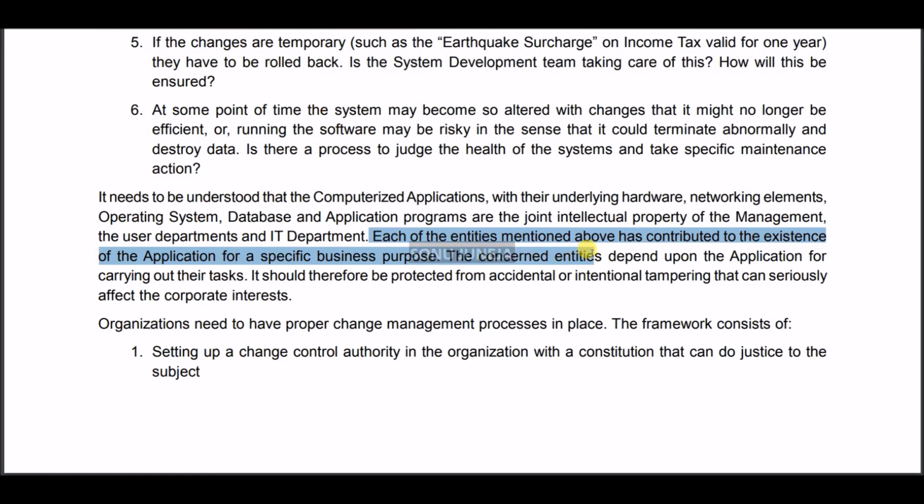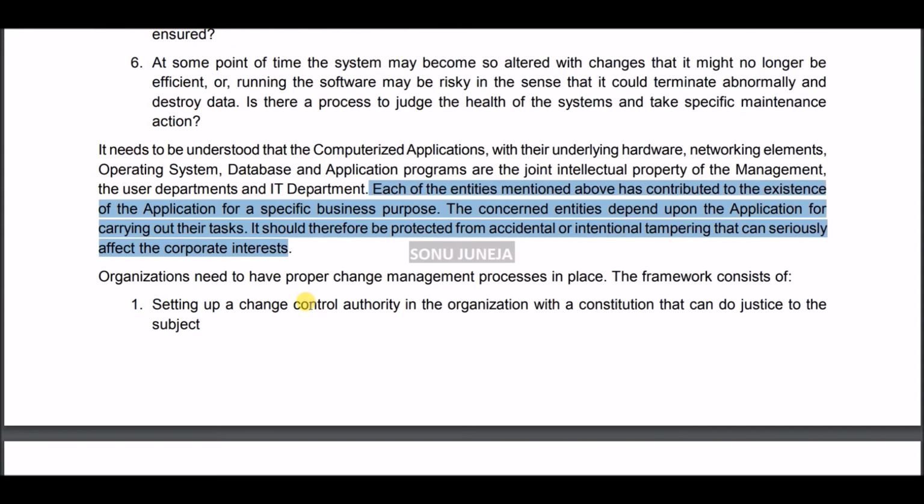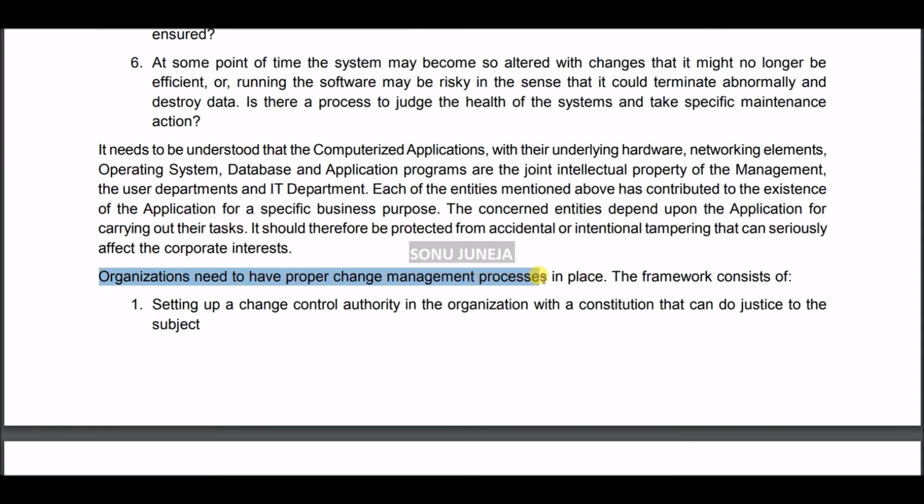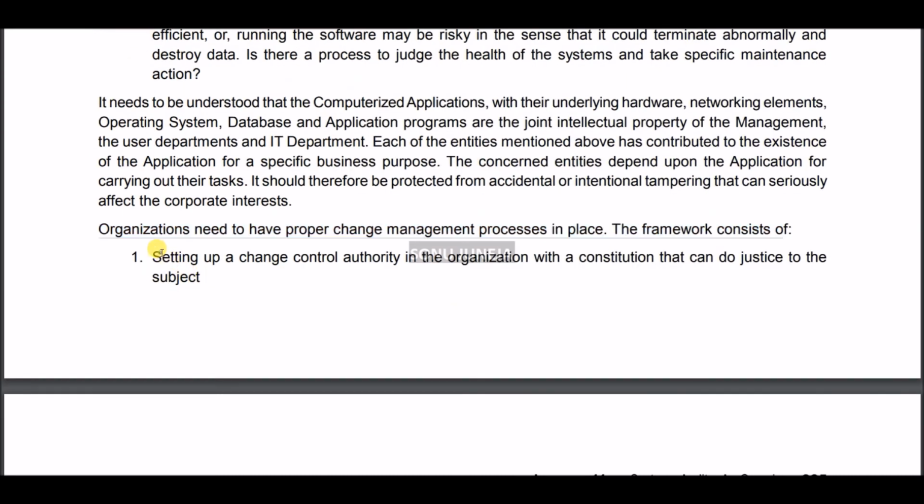The concerned entities, depending upon the application for carrying out their tasks, should therefore be protected from accidental or intentional tampering that can seriously affect the corporate interest. The organization needs to have a proper change management process in place. The framework consists of setting up a change control authority in the organization with a constitution that can do justice to the subject.